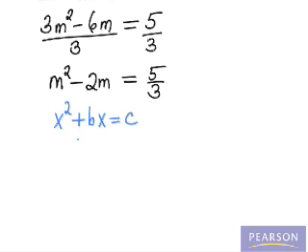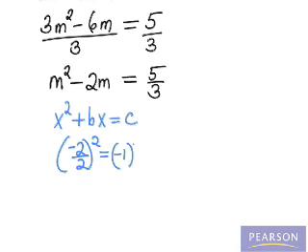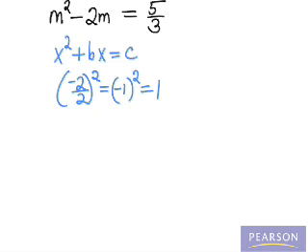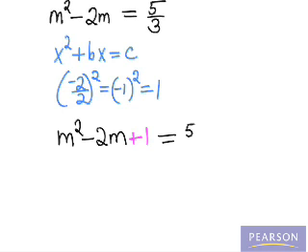We're going to take half of the middle term, so negative 2 divided in half, square that, which is negative 1 squared, which is 1, and we're going to add it to both sides of the equation. That's going to give us m squared minus 2m plus 1 equals 5/3 plus 1.